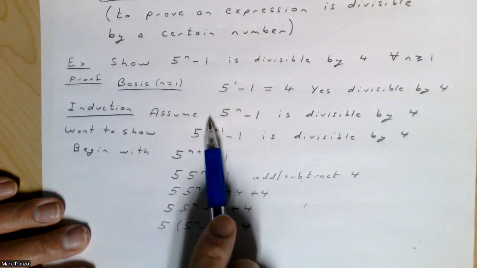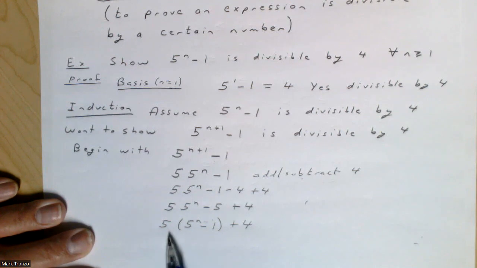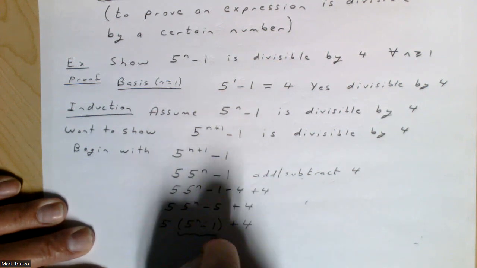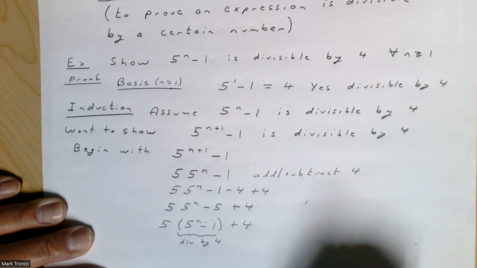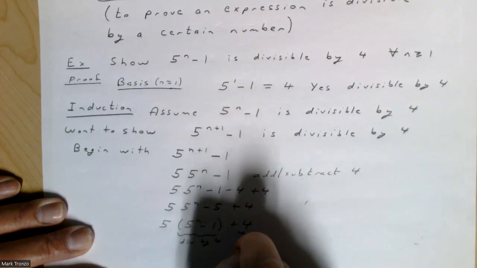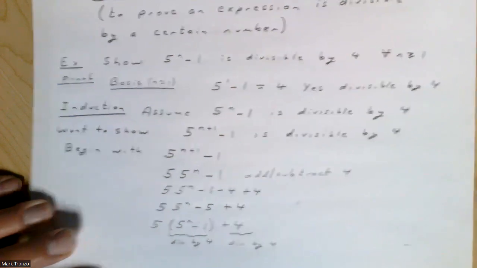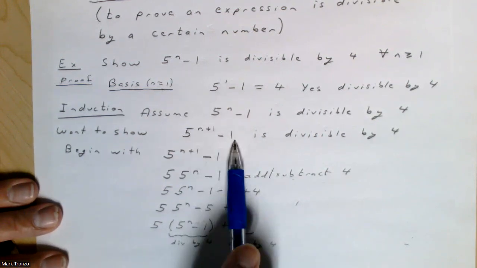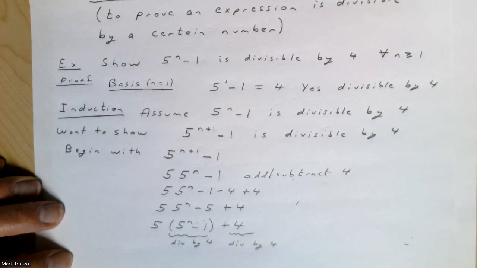So now we can use our assumption. Remember, we're allowed to assume that this is divisible by 4. So again, if you have two things multiplied together, one of them is divisible by 4, then that whole term is divisible by 4. So this is divisible by 4 per our assumption. And then obviously 4 is divisible by 4. So that proves that this is divisible by 4 because we started with this and chose divisible by 4.